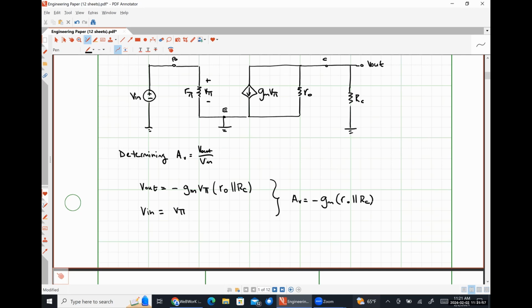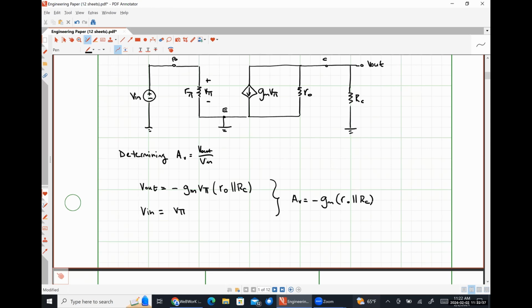Now let's talk about how to utilize this equation, okay? So we have two resistors that are in parallel with each other. So technically speaking, our gain is going to be the transconductance multiplied by a resistance that's smaller than either of these two, unless R naught is much, much larger than RC, in which case it's just going to look like negative GM RC, or if RC is much, much larger than R naught, then it'll look like negative GM R naught.